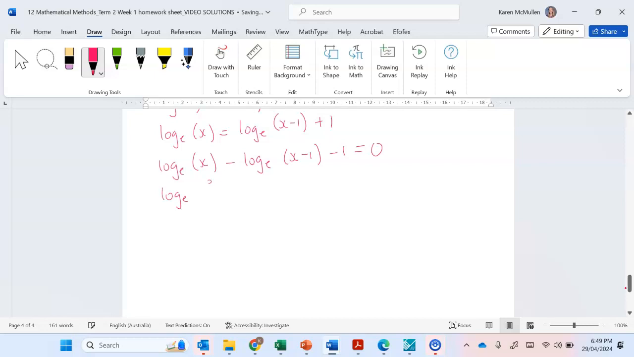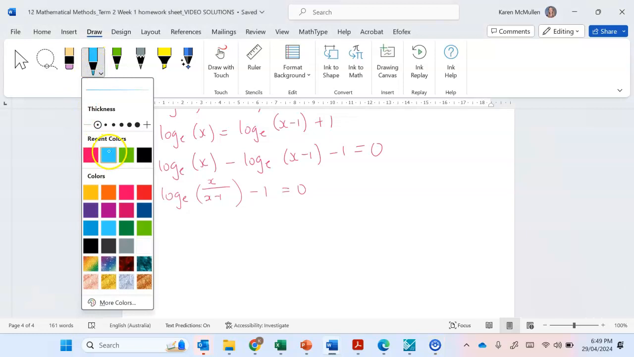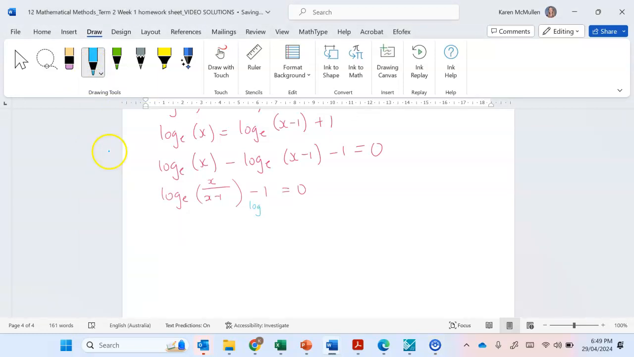Log base e of x over x minus 1 minus 1 equals 0. Now I'm not going to look at the solution, but 1 I can rewrite as log base e of e. Is that going to complicate things? I feel like it. Let's put that 1 back over to the other side. I'm going to keep it over to that side.